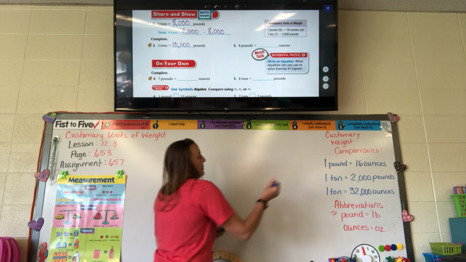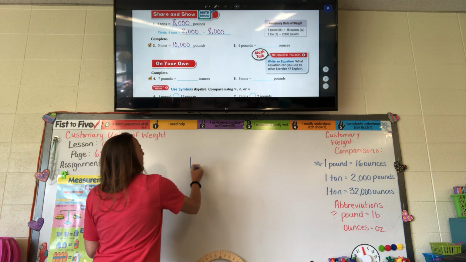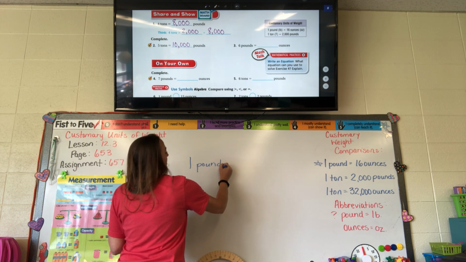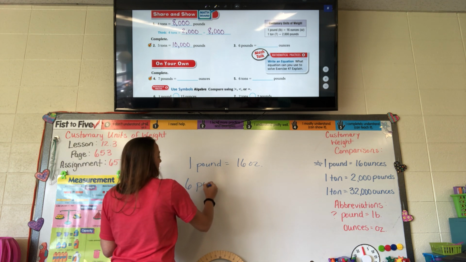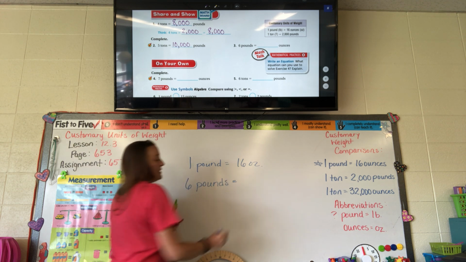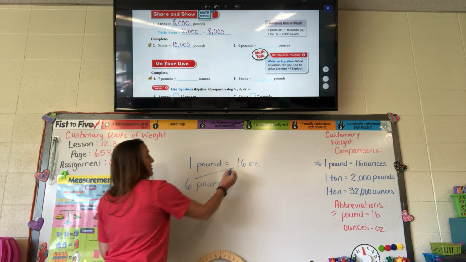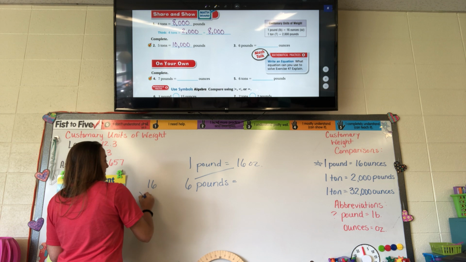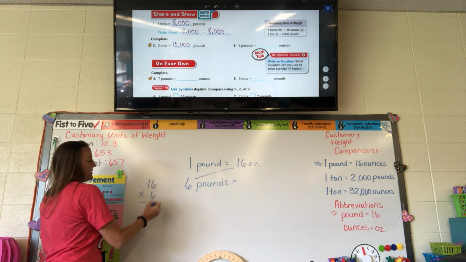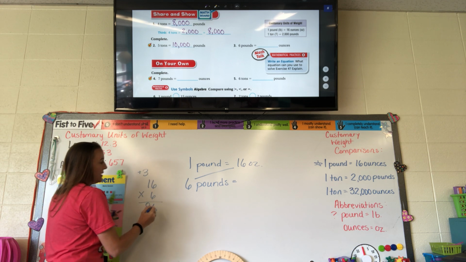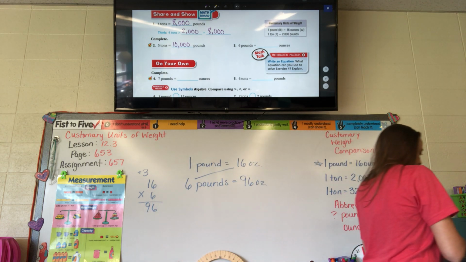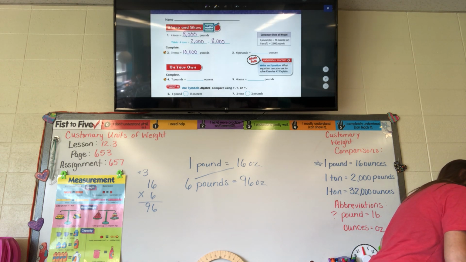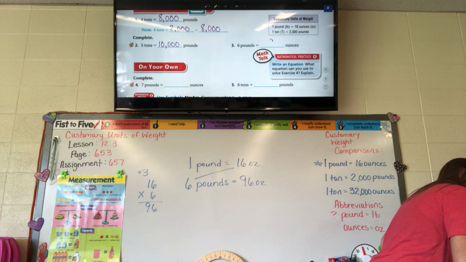Okay, now we're doing pounds and ounces. So let's copy this guy down. 1 pound equals 16 ounces. So if we have 6 pounds, it's basically like cross multiplying here. 6 times 16. So 16 times 6. 6 times 6 is 36. Put down the 6, carry the 3. 6 times 1 is 6, plus 3 is 9. So that would be 96 ounces on number 3. Whoops. Don't you start. All right, 96 ounces.